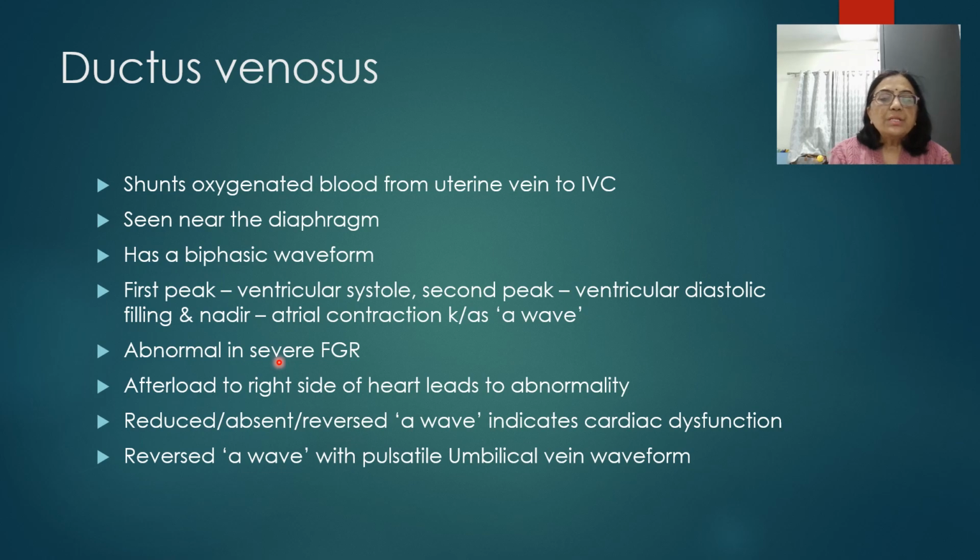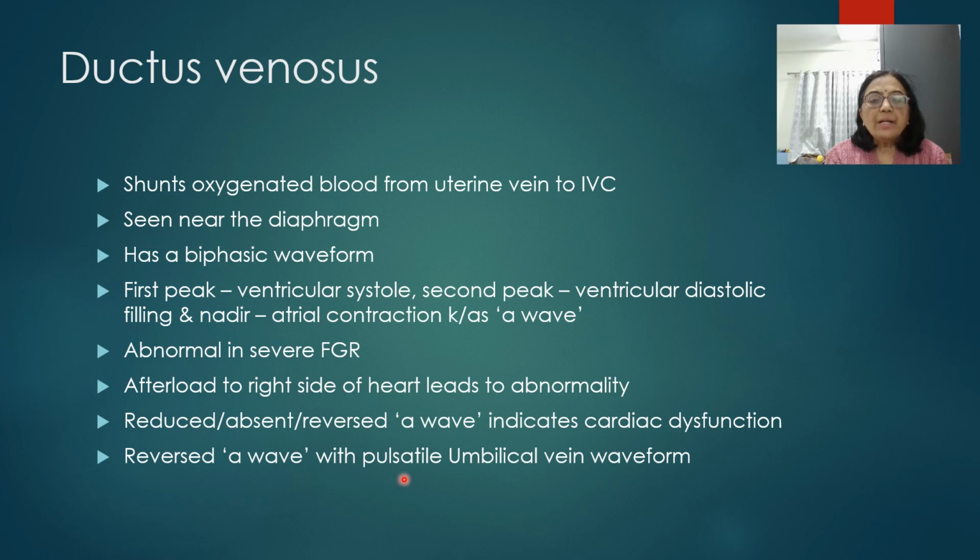Ductus venosus abnormality is seen whenever there is severe fetal growth restriction and severe hypoxemia. We have already seen, just to revise, that it is because of the afterload to the right side of the heart, which leads to myocardial dysfunction, cardiac dysfunction, and that cardiac dysfunction is leading to the abnormality. The A wave is because of the atrial contraction. But if there is a reduced, absent, or reversed A wave, it indicates cardiac dysfunction.